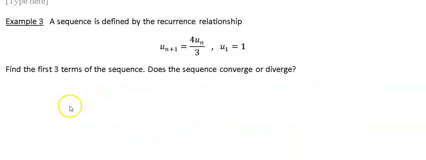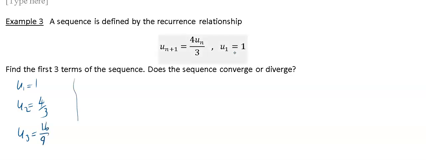Okay, this example says a sequence is defined by the recurrence relation u_{n+1} = 4u_n/3, and the first term is 1. Find the first three terms of the sequence, and then does the sequence converge? So u1 is just 1, your u2 is 4 over 3 times u1, which is just 4 over 3, and your u3 is 4 over 3 times 4 over 3, which is 16 over 9, and I'll just leave it as that.